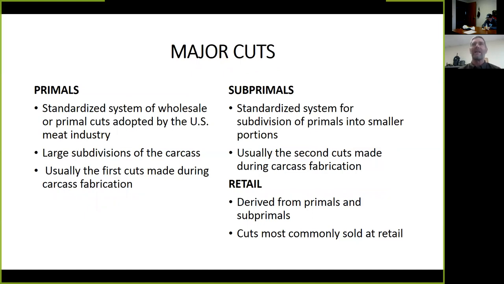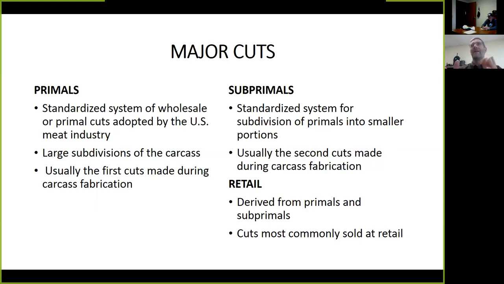We cut in the same place every time, so that if you buy a primal, for instance, a beef rib, you know where it's cut and how it's cut. Or if you buy a beef loin, you know how it's cut. Then we cut those primals into smaller cuts.